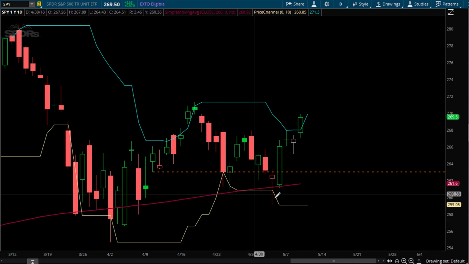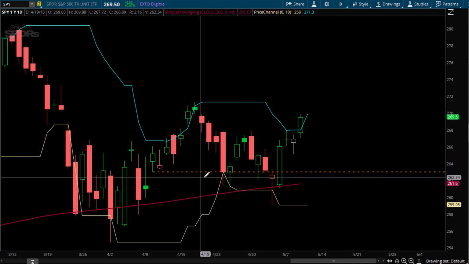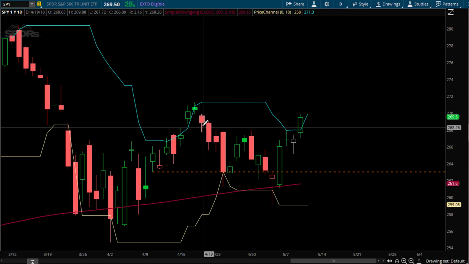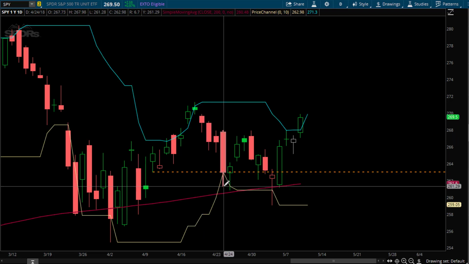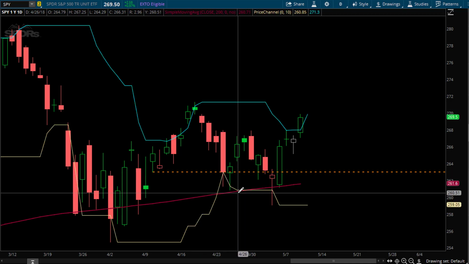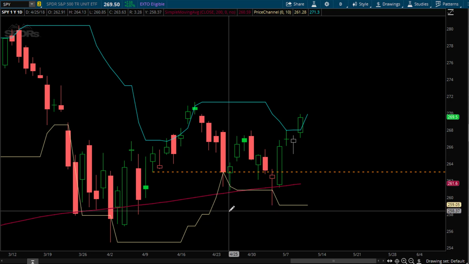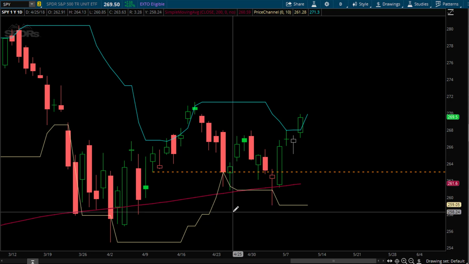So that's essentially what the setup is. We're looking for a pullback into the 10-day low, making a new 10-day low, not a close, a low. And if it's still above the 200-day moving average, we would consider selling a put credit spread. And we're going to use the example of 4% out of the money.